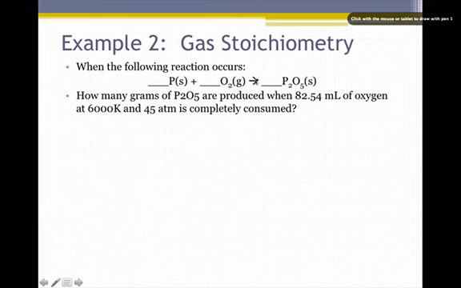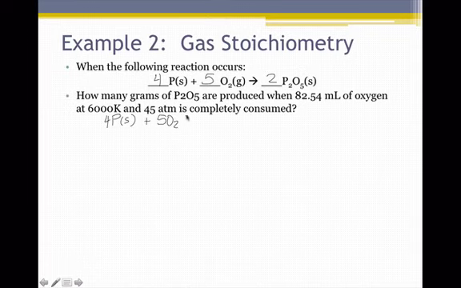I have 5 oxygens and 2 oxygens, which means I'm going to have to reverse those and put my 4 out there. All right, so there is my balanced equation. I'm going to rewrite it here because I want to write what I know underneath and what I'm looking for.